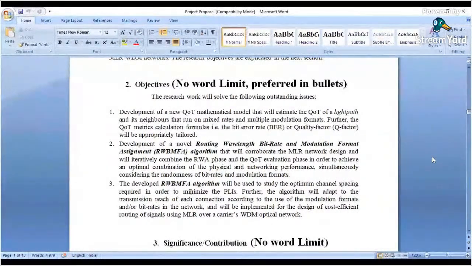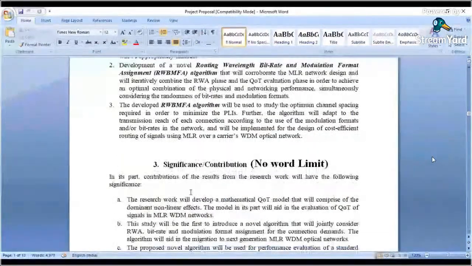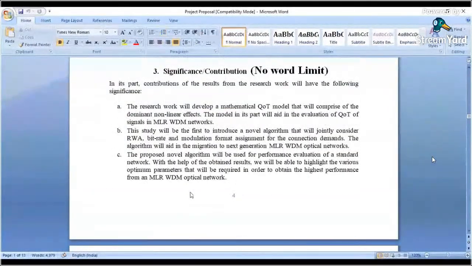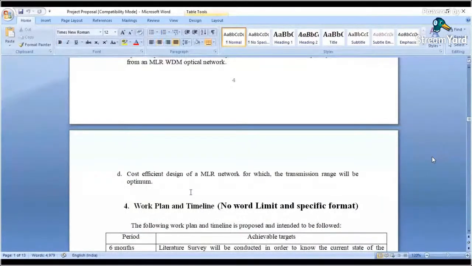Then you are also asked what is the significance or contribution. Again, there is no word limit. So here you really need to highlight what is the novelty of the project, and why your project needs to be funded by the funding agency. If this point is not right, then there is a high chance that the project may not be funded. So one needs to really write this properly.